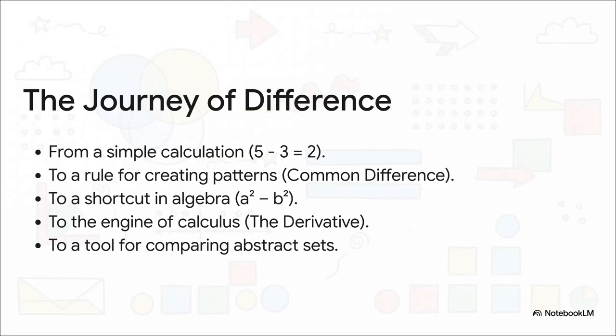I mean, seriously, think about it. We started with 5 minus 3 equals 2. That basic idea evolved into a blueprint for creating entire patterns. Then it transformed into a slick shortcut in algebra. And then, in this mind-bending twist, we shrunk the difference down to nothing, and it became the very heart of calculus itself. We even saw it used to compare completely abstract groups of things.